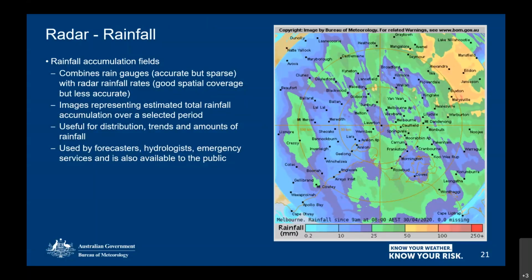Now, these fields are used by forecasters, hydrologists, emergency services, and these really help us with the distribution and trends of rainfall totals, particularly when we're trying to warn for flash flooding events.